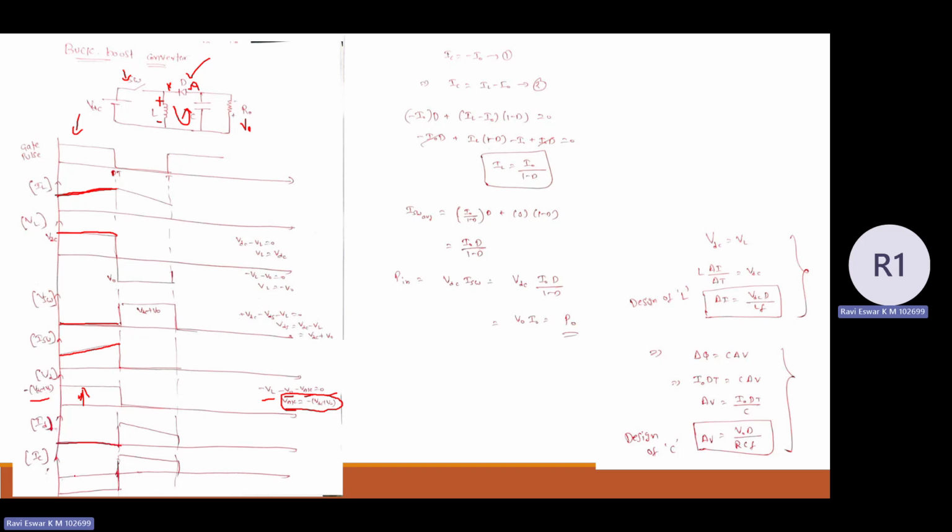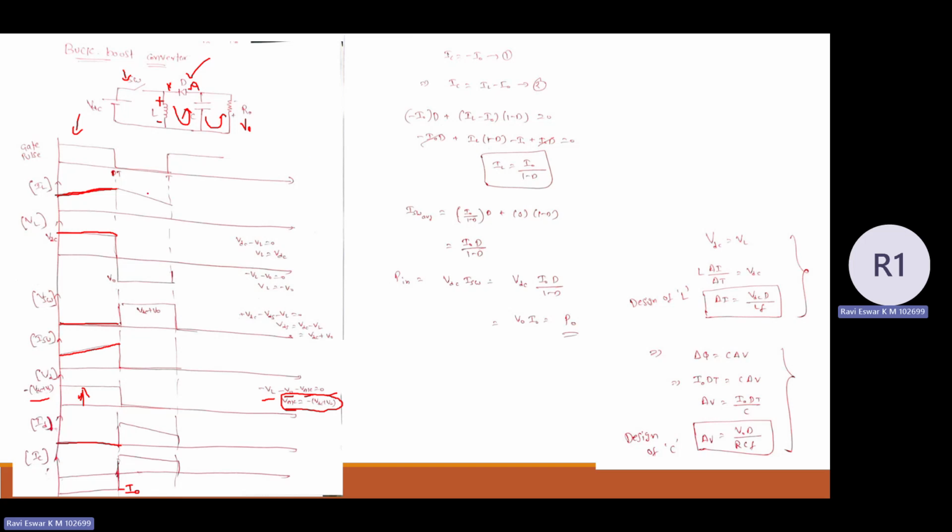And what about the current through the capacitor? The current through the capacitor is going to be I naught. As it is discharging to the load, I can take it as minus I naught. So you can have this value as I naught, and it should be negative as it is in the discharging condition. So this is what we can see when the switch is in on state, that is mode 1.